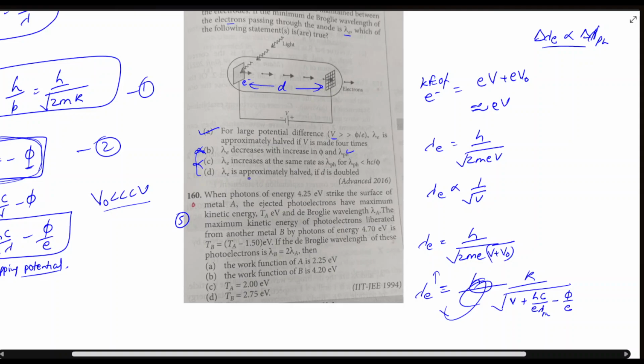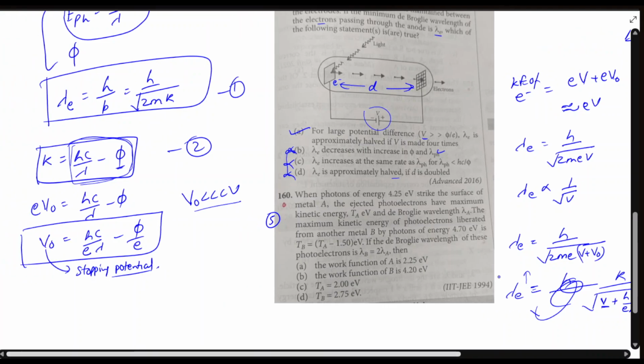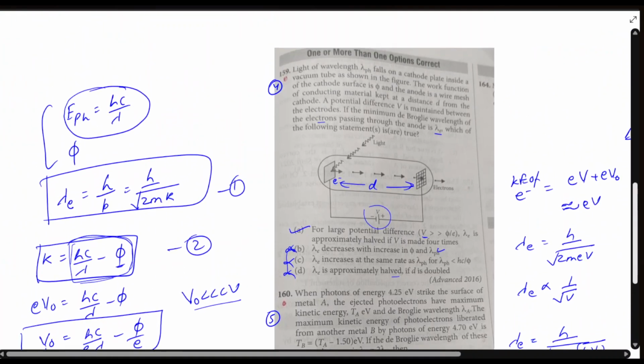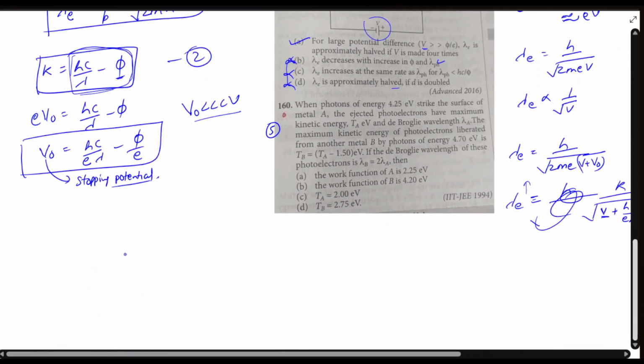Okay. Let's move on to D. So lambda is approximately half if D is doubled. This is wrong. Okay, why? Look, the potential V does not depend on D, it depends on the battery itself, right? So it will not get affected. So this is wrong. So only option A is correct. Okay, so this was quite an interesting question, I must say. Let's move on to our fifth question.